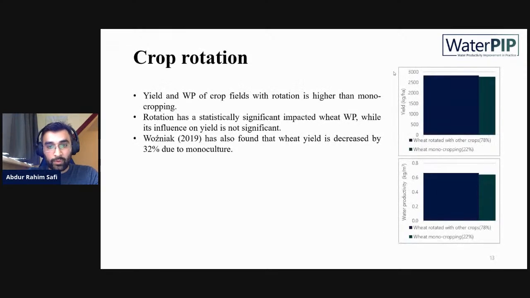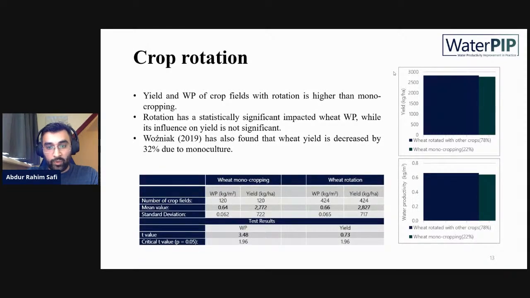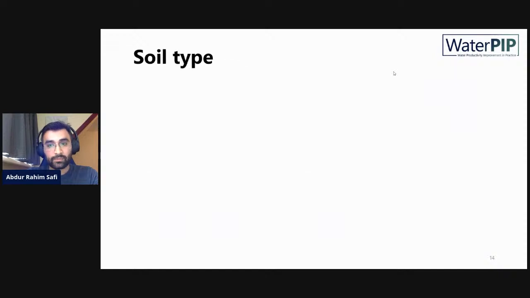The other was crop rotation. You can see here that the wheat crop rotated with other crops has a higher yield. At the same time, they have a higher water productivity as compared to the mono wheat cropping. We did a t-test analysis to see the significance of the difference, and water productivity is significantly different, but the yield is not significantly different in this case in the Bekaa Valley. We also look at the soil type.